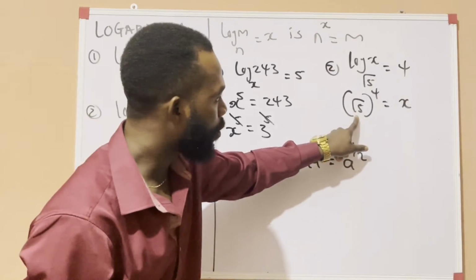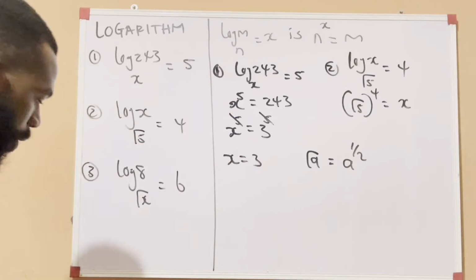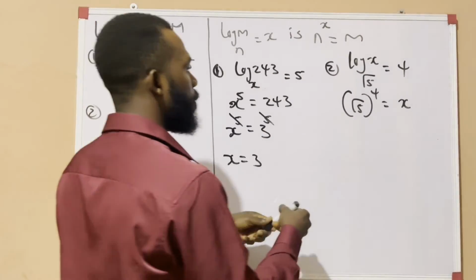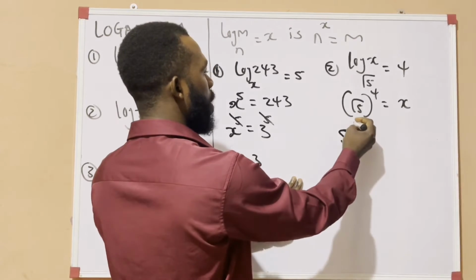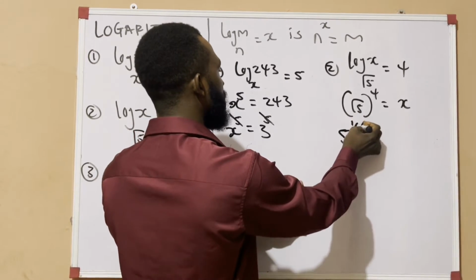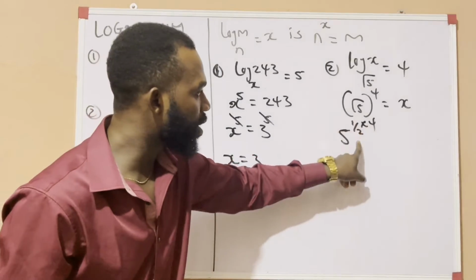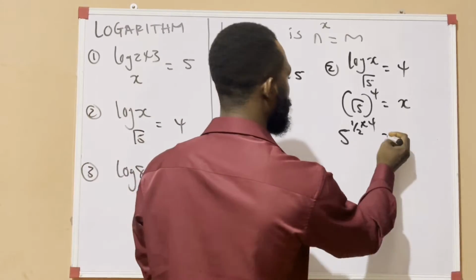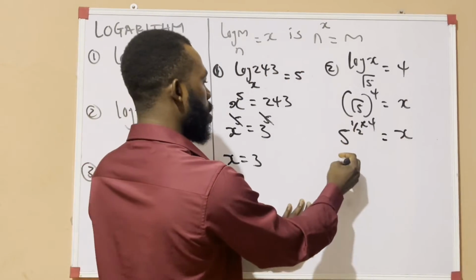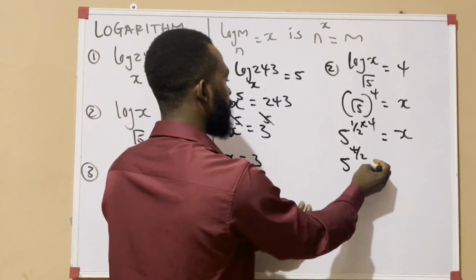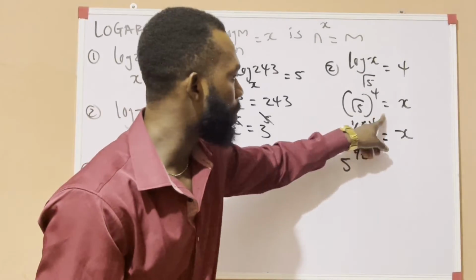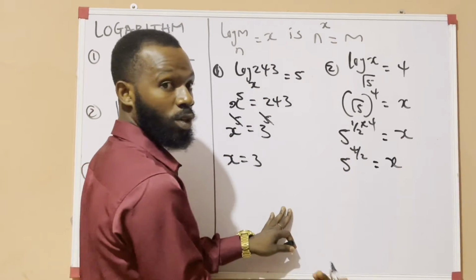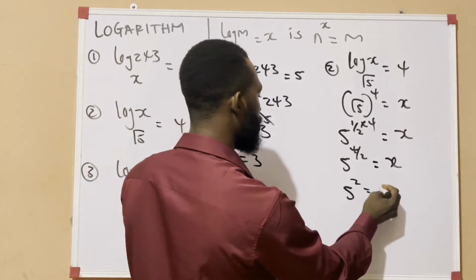So here, our root 5 will now become 5 raised to the power of 1 over 2 times 4. Now, 1 over 2 is the root, 4 is the former power that root 5 carries. Equal to x. Now, we all know here becomes 5 raised to the power of 4 over 2. And how did I get 4 over 2? 1 times 4 gives us 4 divided by 2 equal to x. And 4 divided by 2 gives us 2. So we have 5 raised to the power 2 is equal to x.